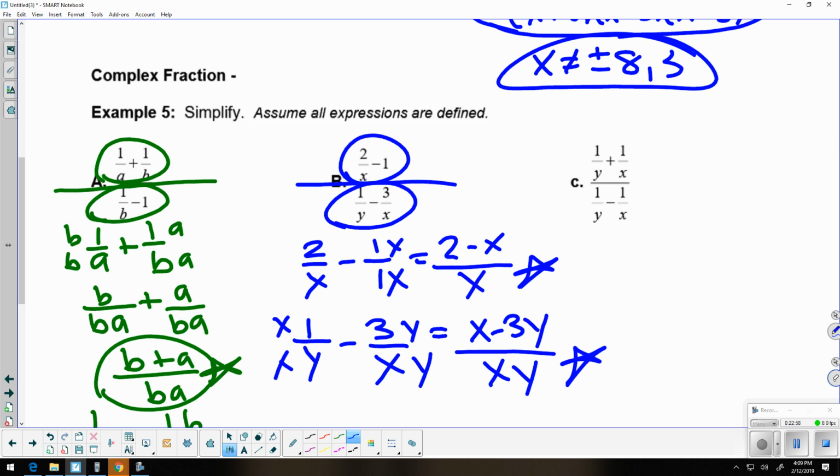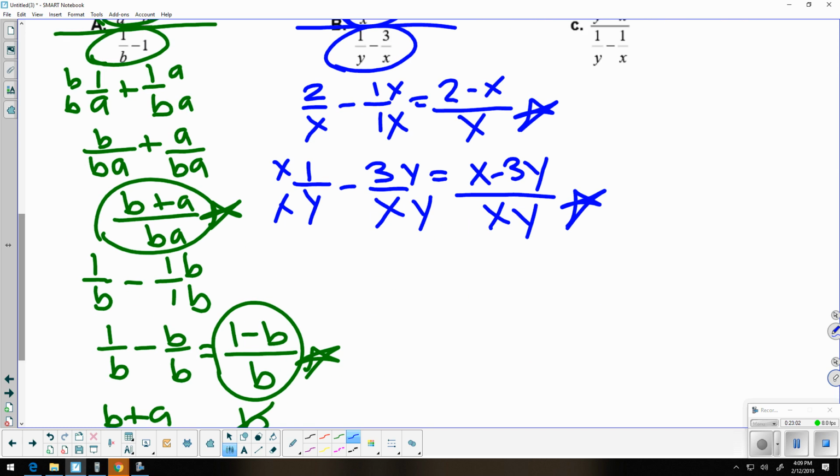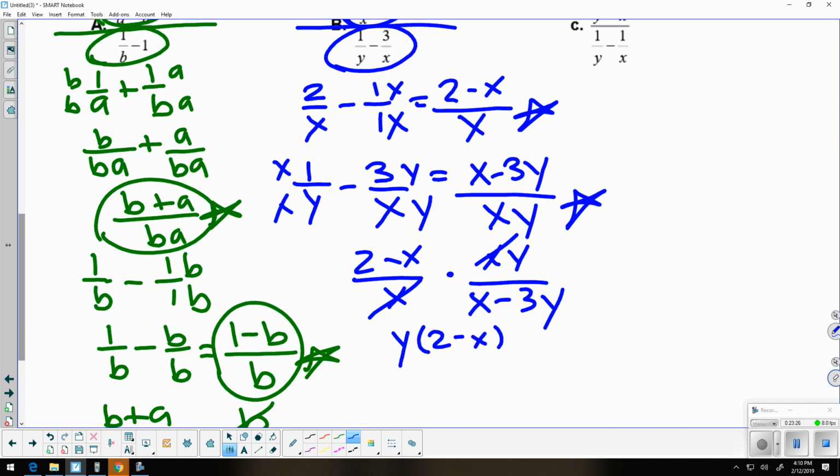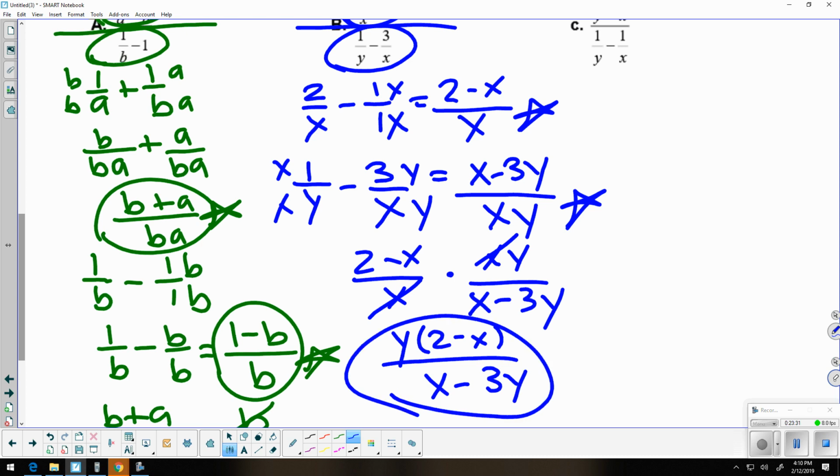Last thing, divide. Again, you're taking the top one, dividing it by the bottom one. So take your 2 results. My top one is 2 minus x over x. And now I want to multiply by the reciprocal. So here's my setup. And again, as far as multiplying goes, nothing's really going to cancel in this case. Nothing's going to factor, at least. Canceling wise, though, the x's do cancel. So those x's go away. So what do we have left? We have y over 2 minus x over x minus 3y. And there you go. There's your solution.